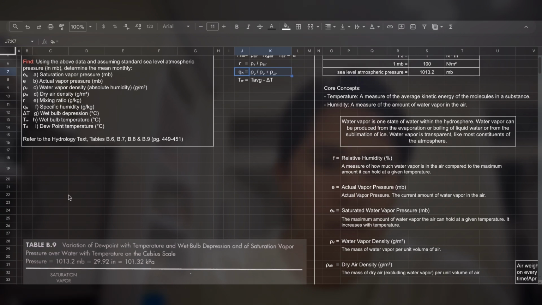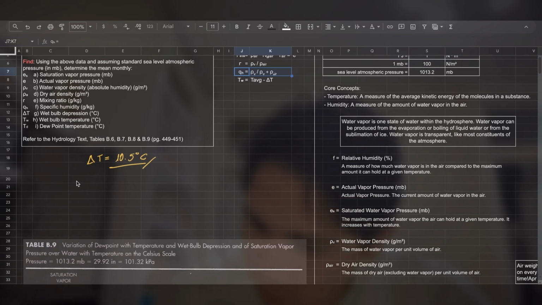So that would be the answer for that part. The wet bulb depression will be 10.5 degrees Celsius. That's the answer for that part. Now the wet bulb temperature will be the average temperature, which in our case is 25.5, minus the wet bulb depression. So this is 25.5 degrees Celsius minus 10.5, because that's what we just solved.